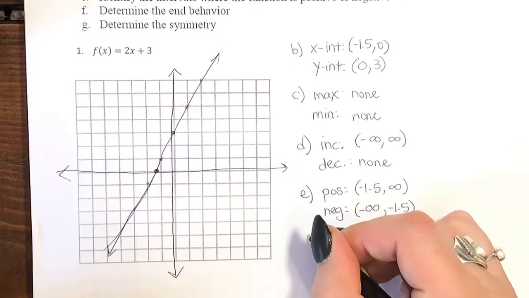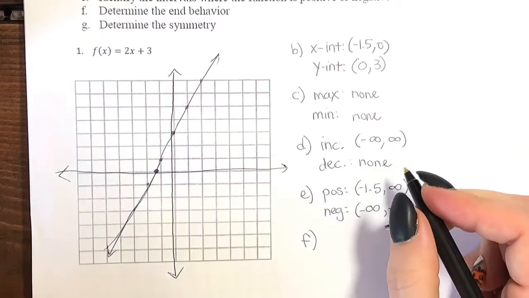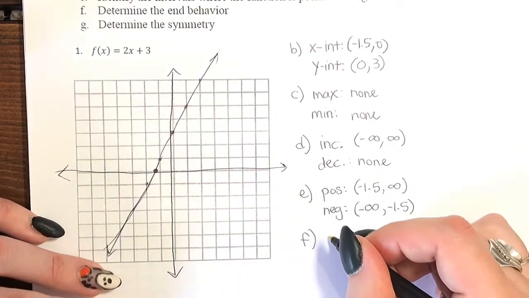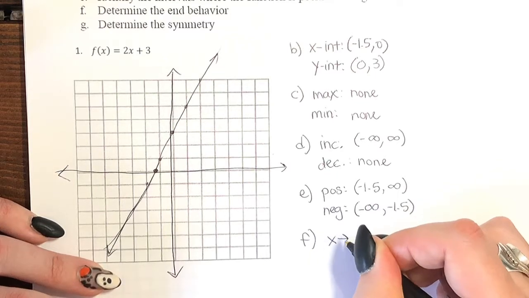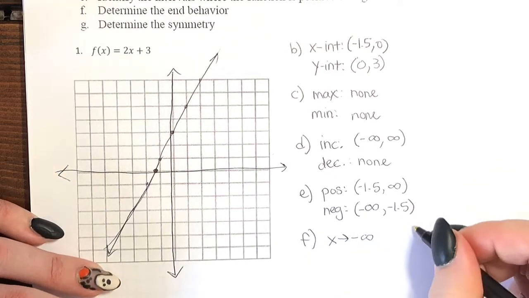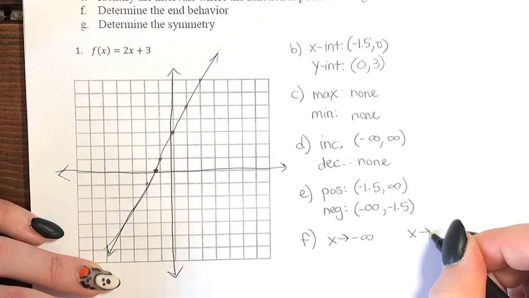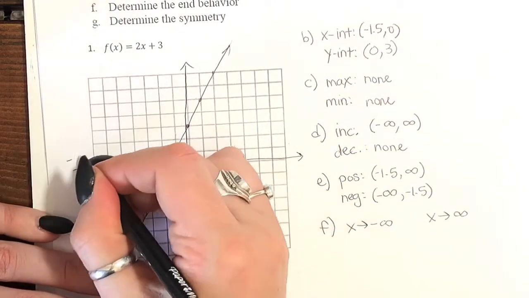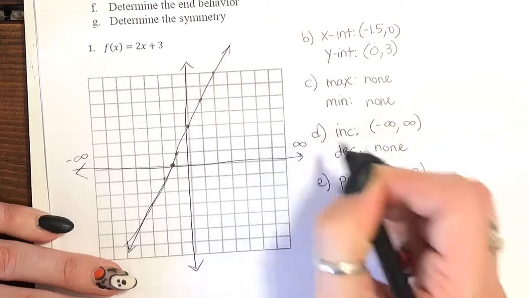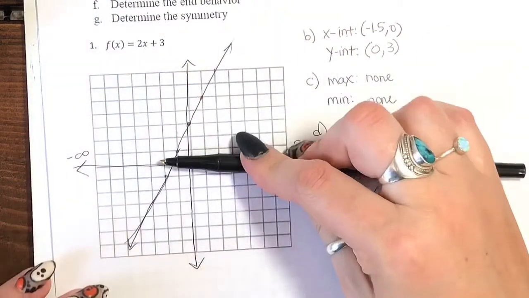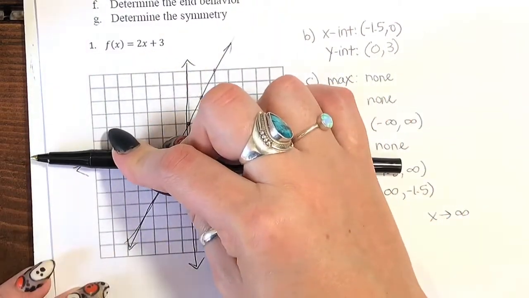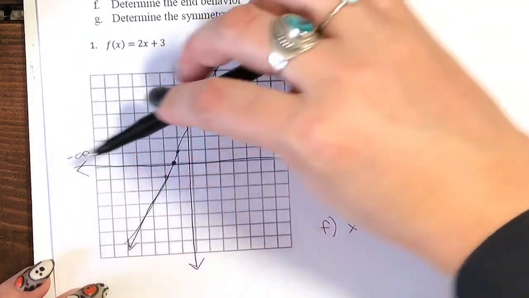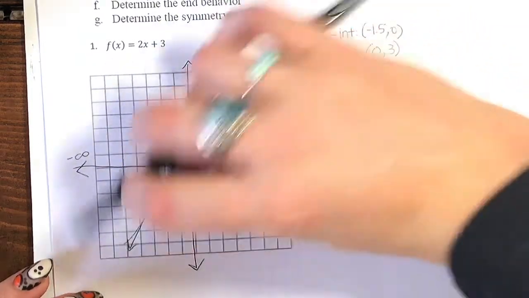Okay. F, let's do our end behavior. So you're always going to have two things for end behavior. Going to the left, which is when x goes to negative infinity, and then you're also going to check going to the right as x goes to positive infinity. So remember, this is negative infinity, this is positive infinity. So if I'm going to negative infinity for forever on my x-axis, what's my graph doing? And on this one, it is going down.